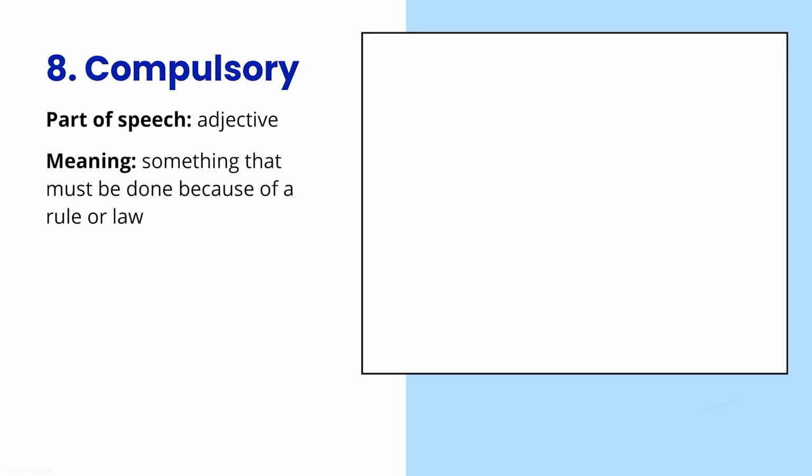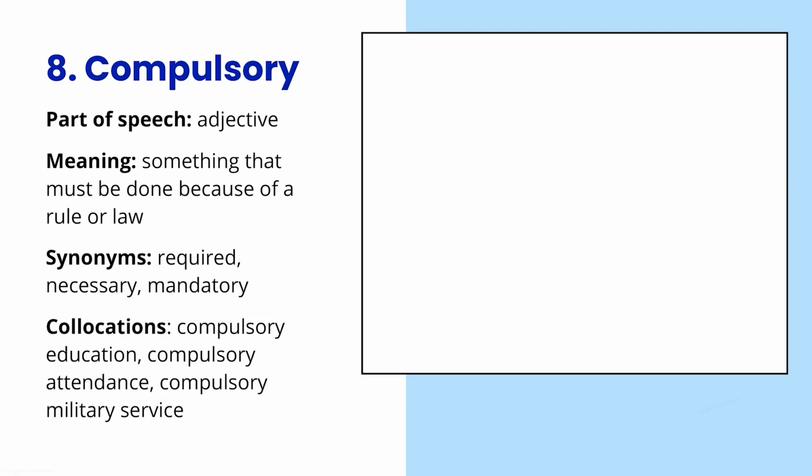Moving on to number 8, which is compulsory. Compulsory is an adjective, and it means something that must be done because of a rule or law. So it must be done. Synonyms, required, necessary, and mandatory. Collocations, compulsory education. So this means education that you must do because of a certain rule or law. Compulsory attendance. Same thing, it means you must go to something.